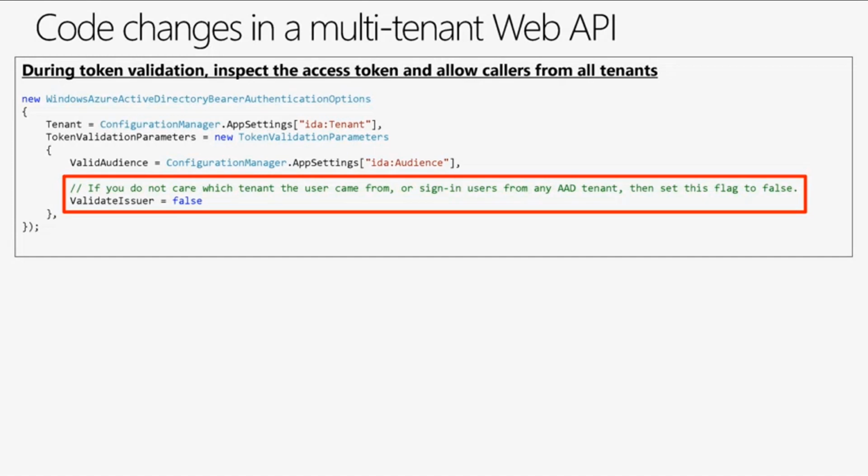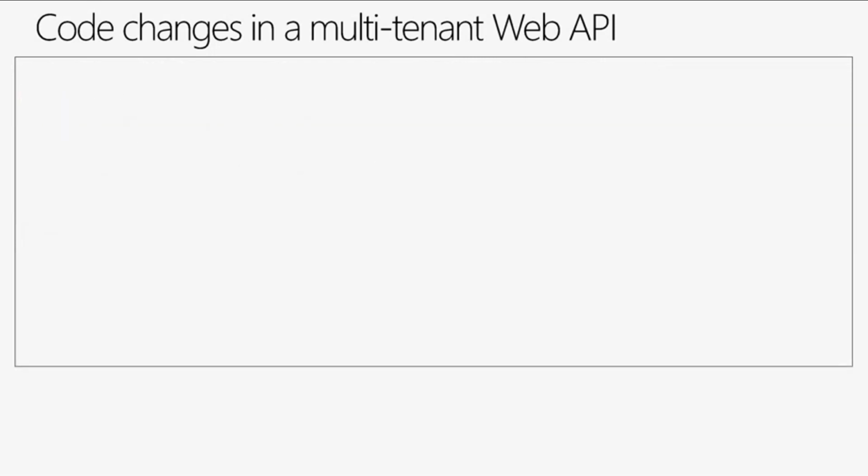Issuer is a special string that identifies a tenant. So you are essentially telling the token validation logic to just ignore the tenant IDs. By default, the token validation code will only accept tokens from the web API's home tenant applications. But if you want to enable it for everybody, then you need to set this flag as false.